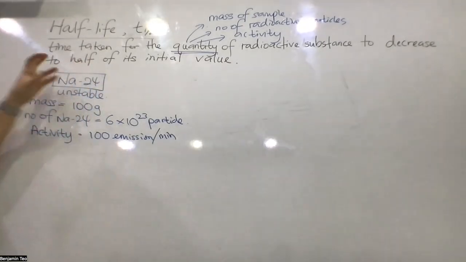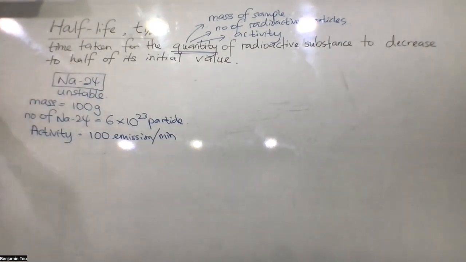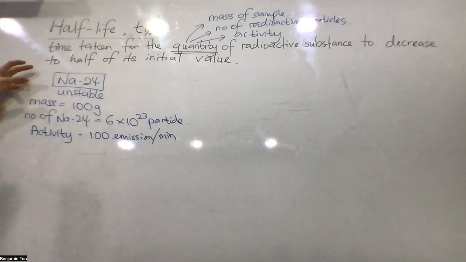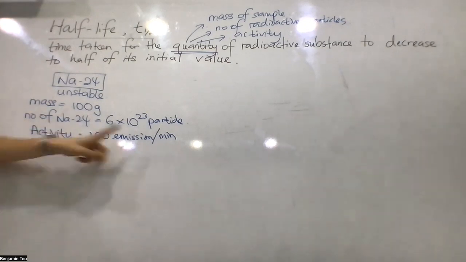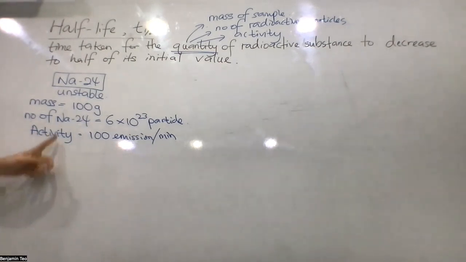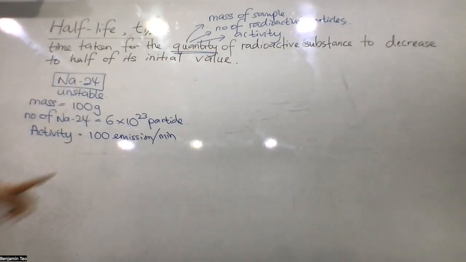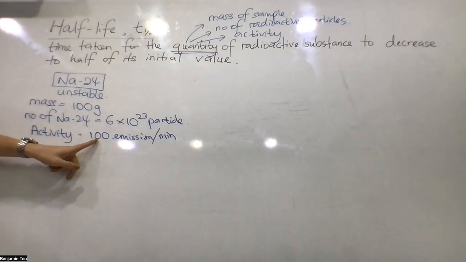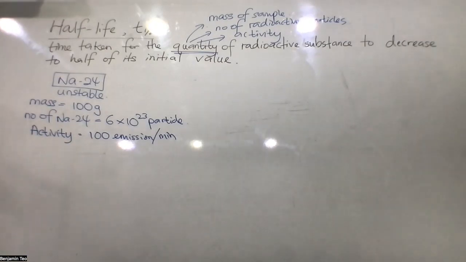So you take a radioactive sample, then you take a device that detects the emission. Every time it emits one radiation, the device will count 1. In 1 minute, how many emissions? The device can count. So how active is the sample? 100 is considered very high, very radioactive. Usually, this is considered dangerous.